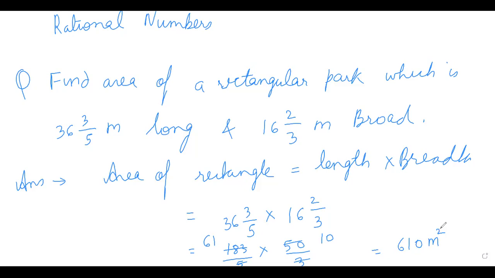Ma'am, the answer is 610 meters square area. You are correct, 610 meter square. So when you simplify it, you will be getting 183 upon 5, and for the breadth you will be getting 50 upon 3. When you reduce them, you will get 610 meter square.